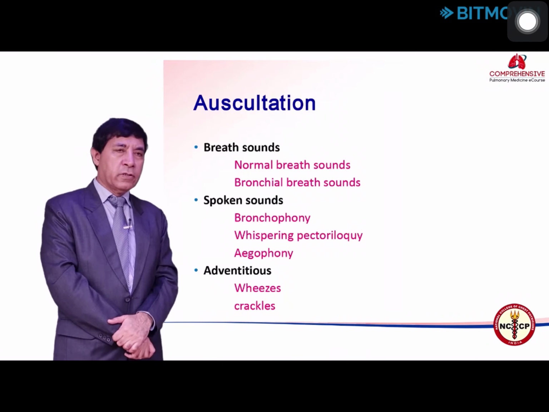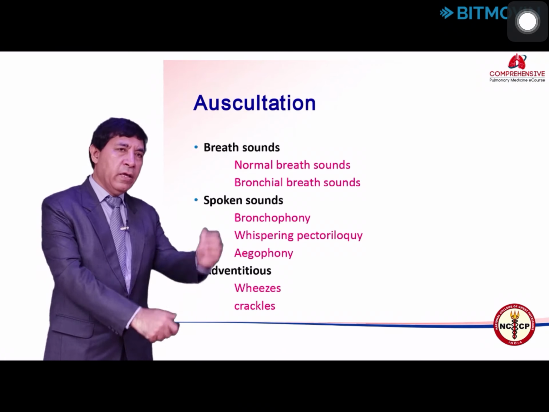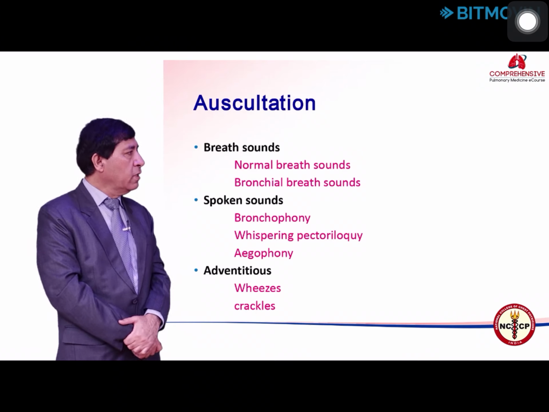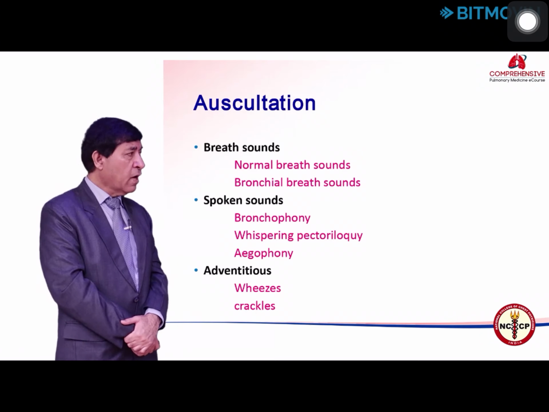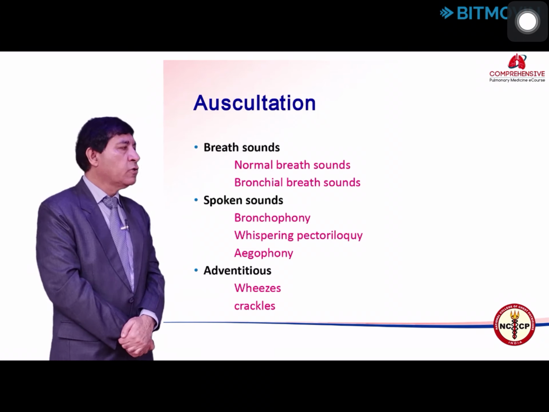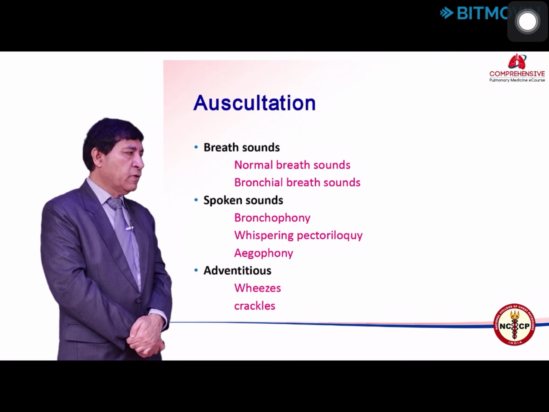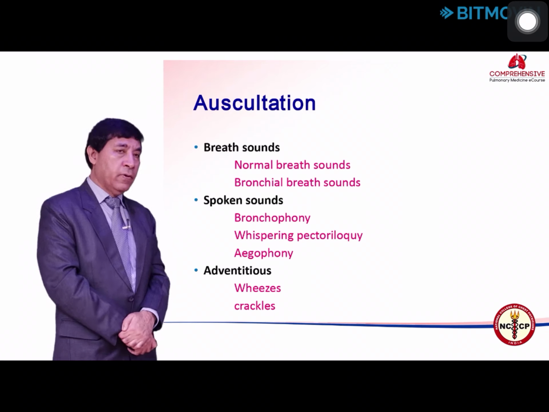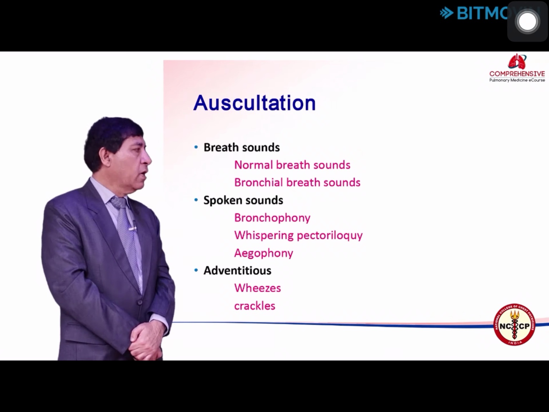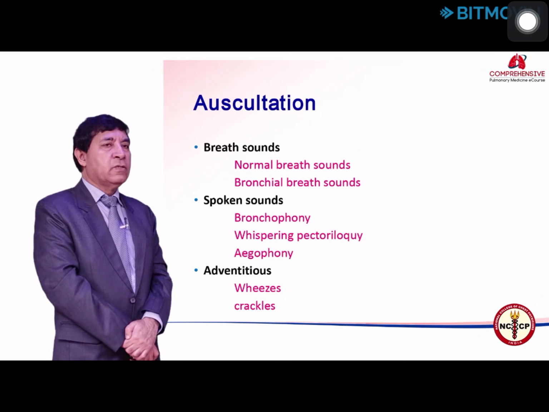Now, what do you do on auscultation? Basically, auscultation can be divided into 3 steps. Again, they have to be followed in a sequence. The first part of your auscultation is breath sounds. After your breath sounds, you should look for spoken sounds. The spoken sounds are like bronchophony, whispering pectoriloquy, and egophony. Then after that, you look for the adventitious sounds. These are usually wheezes and crackles. Now we go to the first, the breath sounds.